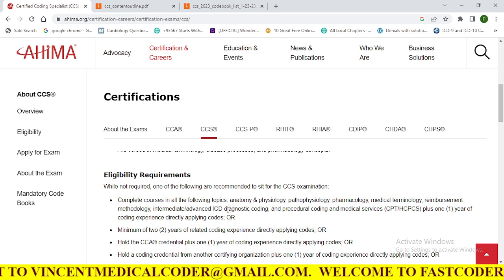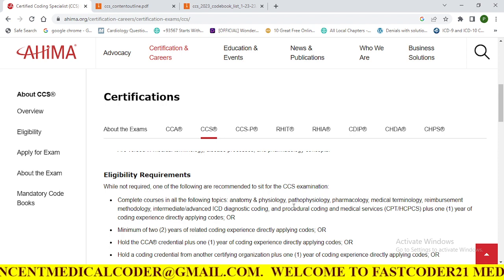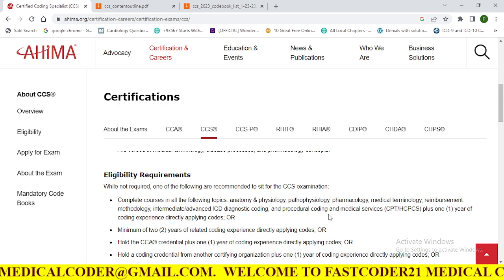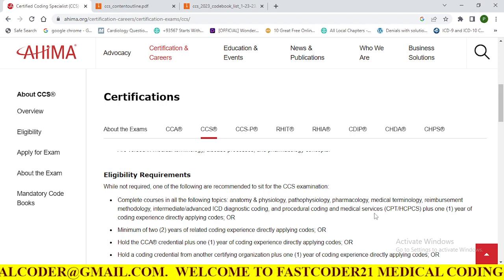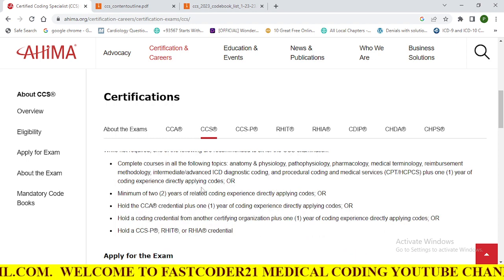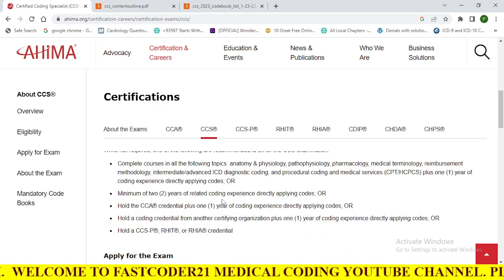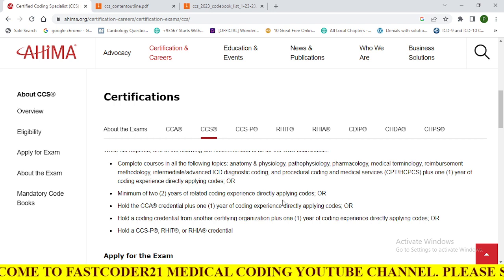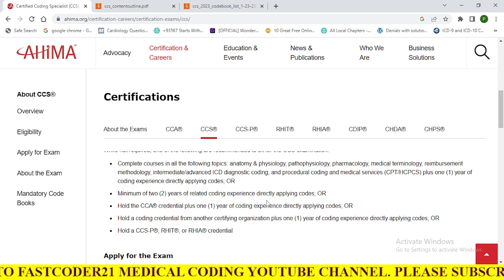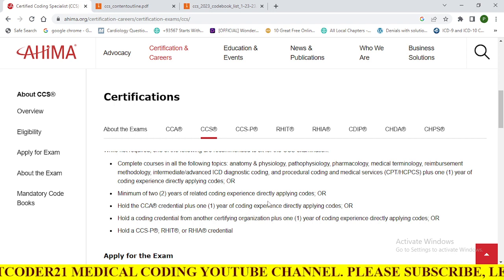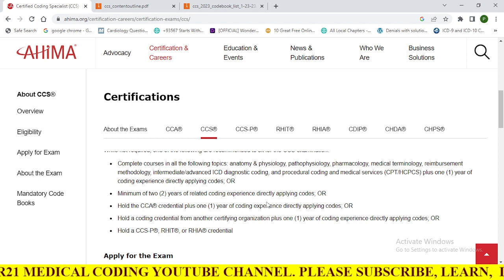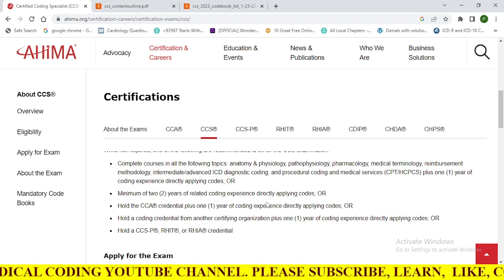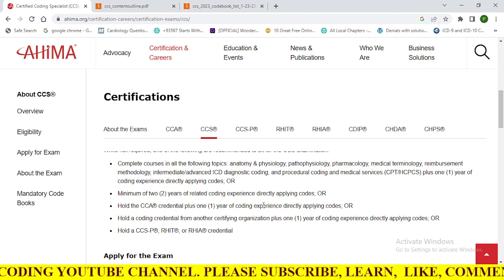So you need to have ICD-10-CM diagnosis and PCS knowledge, and CPT and HCPCS knowledge also. Or you need to have a minimum of 2 years of related coding experience directly applying codes. With a minimum of 2 years of experience, you will be habituated to code easily, and in the exam also you can write very confidently.